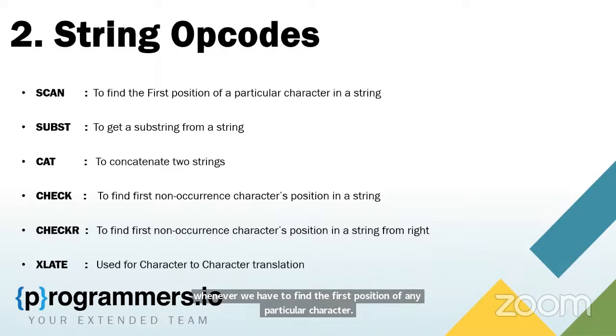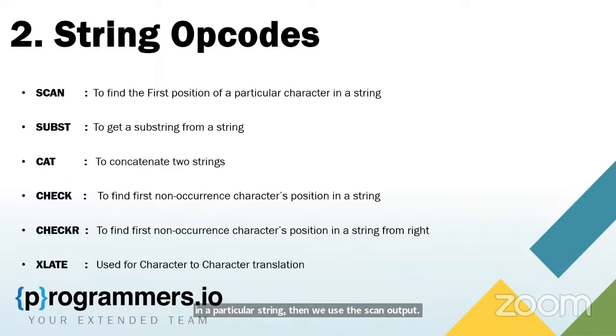SUBST: what will SUBST do? It will just get a substring from a big string. Let's suppose you have a big name in a variable with first name and last name, and you just want to take the first name from that string. You can get that value using the SUBST opcode. The CAT opcode will just add two strings. And the CHECK opcode will find the first non-occurrence character position in a string.